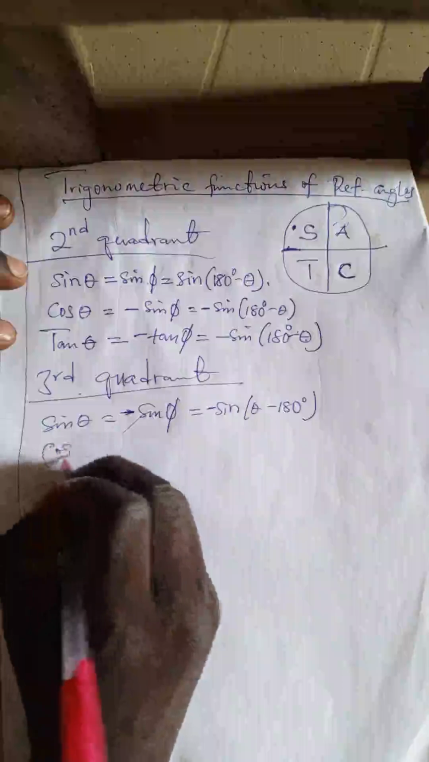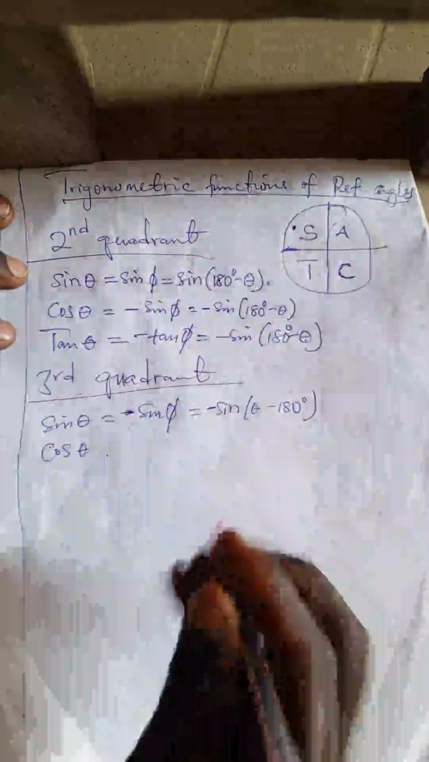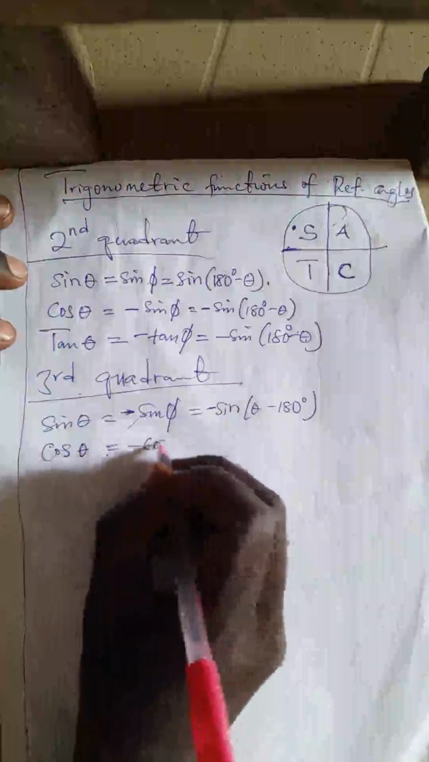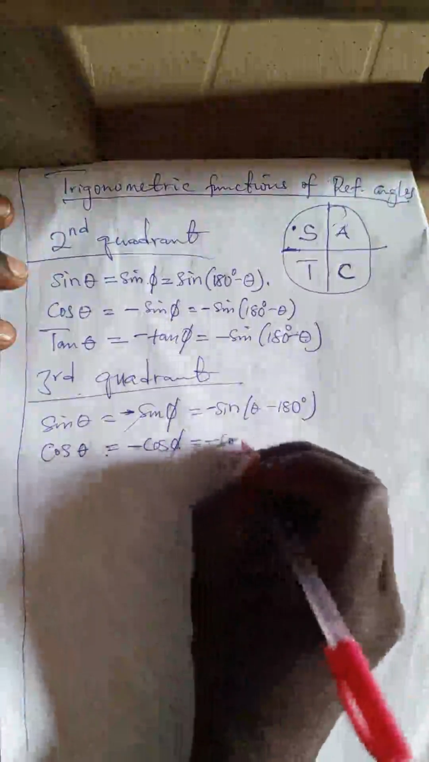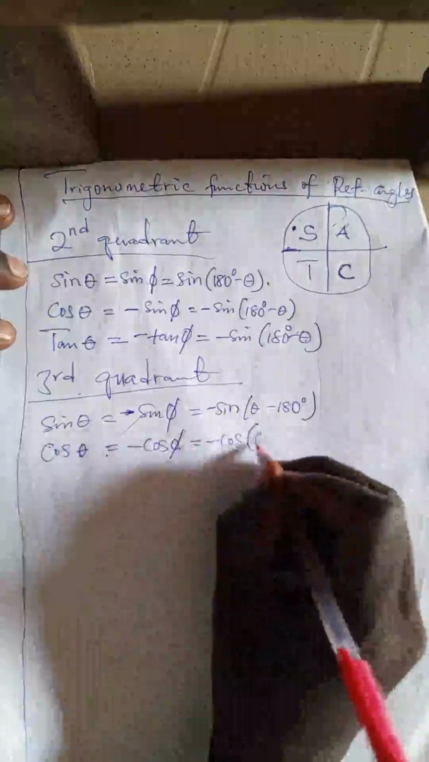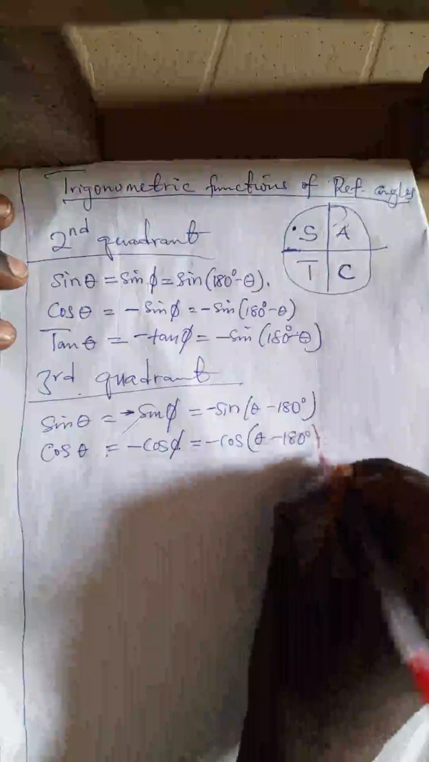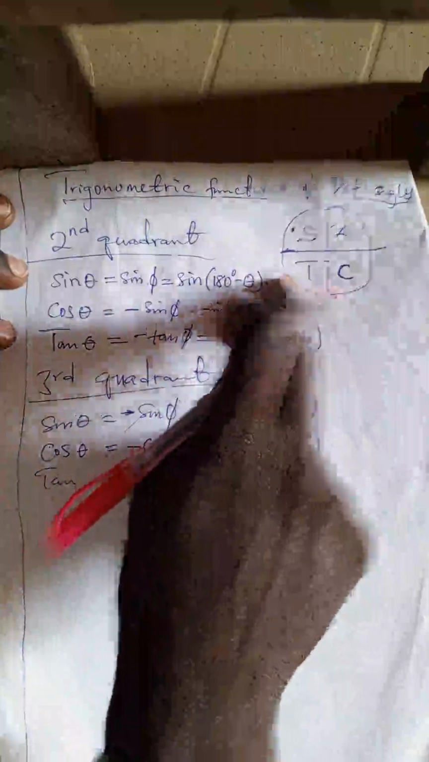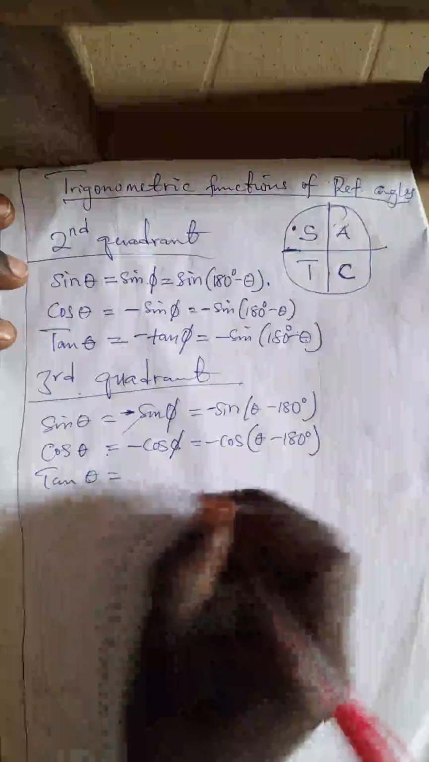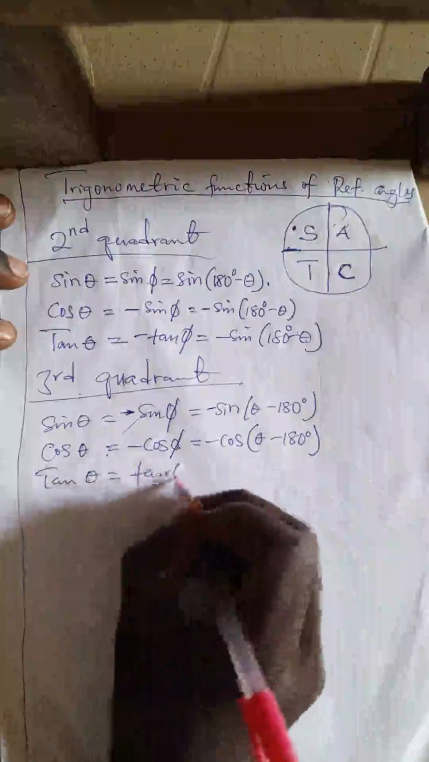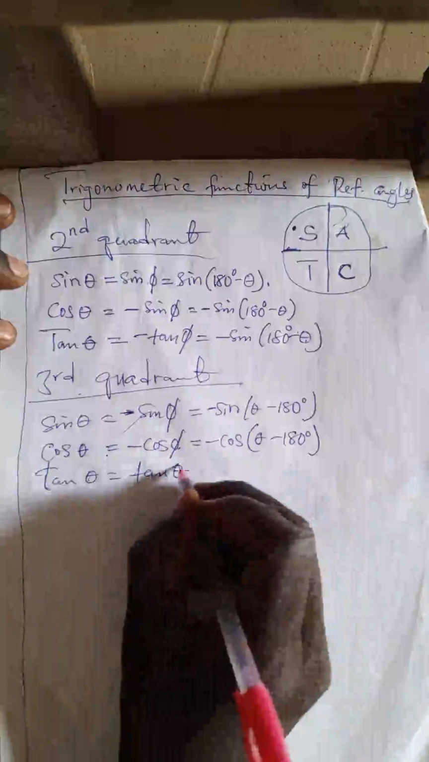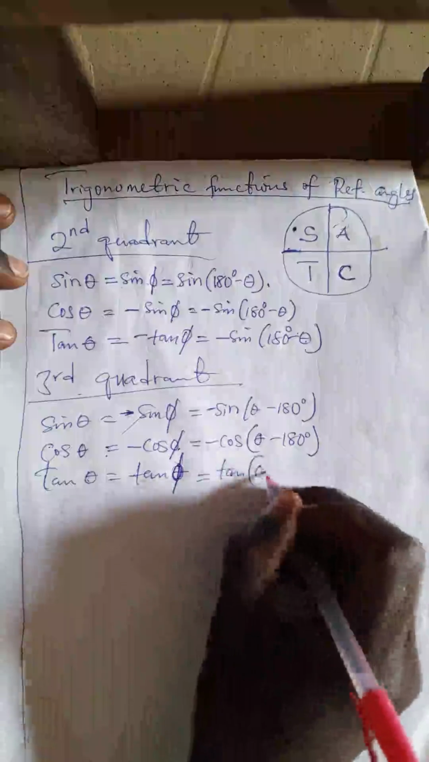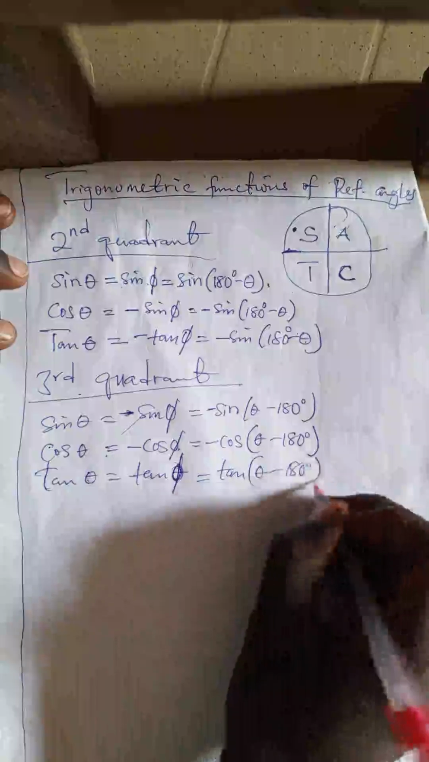Now, what about the cos? Cos is also negative in this quadrant, so it has to be minus cos phi, when phi is the reference angle. And we mean by phi, theta minus 180 degrees. What about the tan? Tan is the only positive trigonometric function. Tan theta is equal to tan phi, when phi is the reference angle. And we mean this is equal to tan of theta minus 180 degrees.